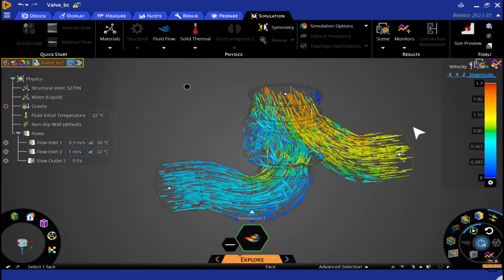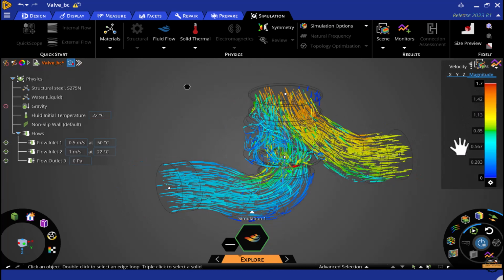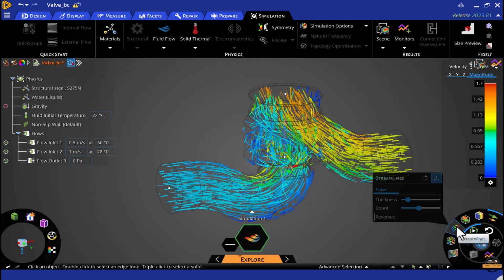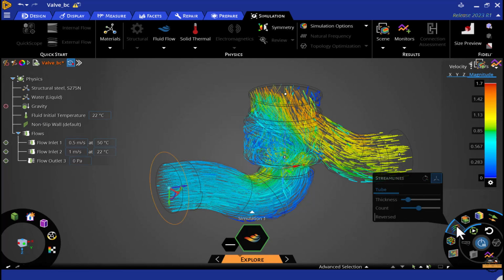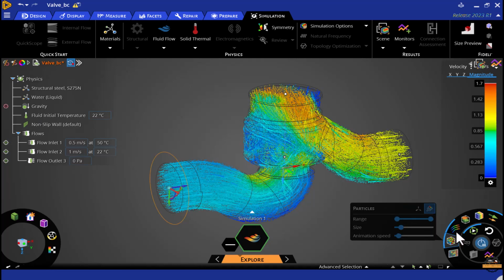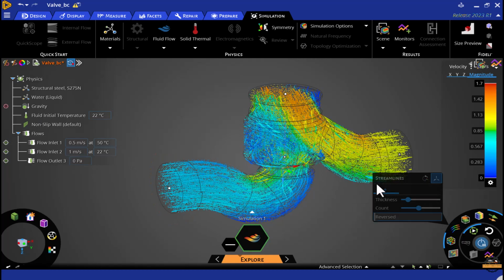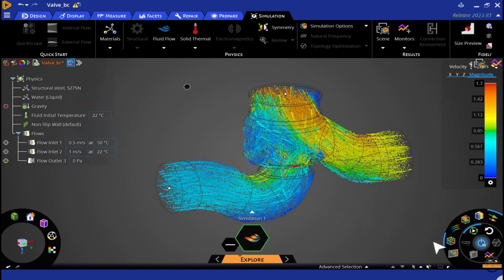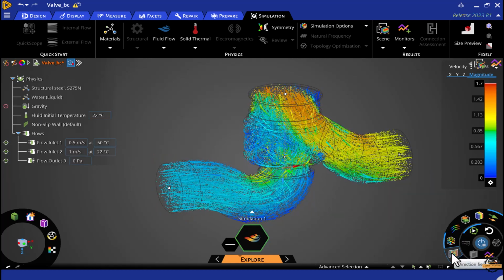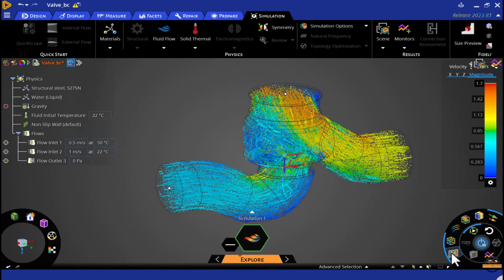We can see the flow of liquid. So this flow we can see in a streamline flow or maybe in the particle flow. So how we want to see, we can take the option and we can see that flowing of the fluids.